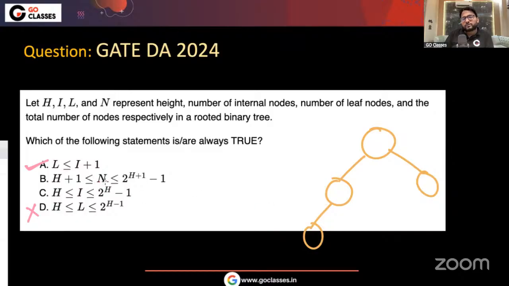And the total number of nodes we already know: it will be 2 power h plus 1 minus 1 at most, and h plus 1 at least. We have already proved it. Minimum nodes, h plus 1; maximum nodes, 2 power h plus 1 minus 1, right?